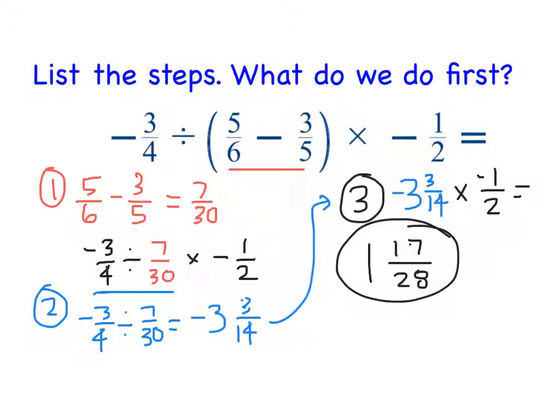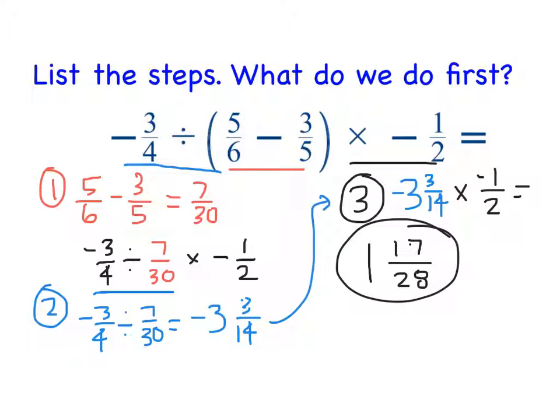All right, so here's my evidence. My first step in red was computing inside the parentheses. My second step in blue was computing the division. And then my third step in black was computing the multiplication. And this is what I got for my final answer, 1 and 17/28.